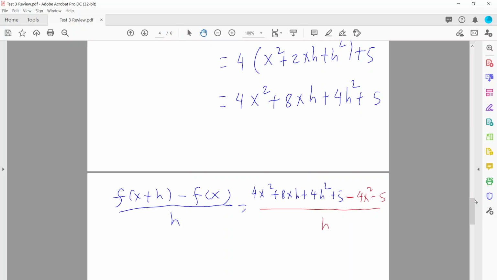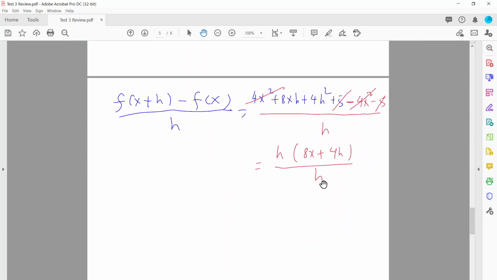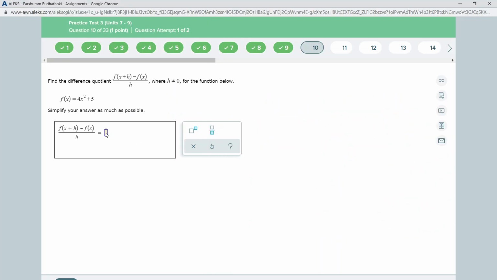So if you try to simplify on the top, this 4x squared and this 4x squared will be cancelled out, this 5 and this 5 will be cancelled out. The only thing on the top would be 8xh plus 4h squared. So factor out h. Always try to factor out h. That's the whole point, because we would like to cancel this h on the denominator. So the leftover would be 8x plus 4h. That's the expression we are looking for. Here it is, 8x plus 4h.